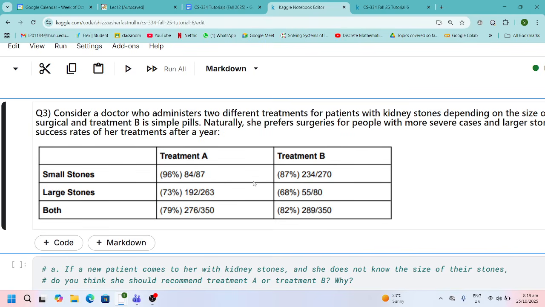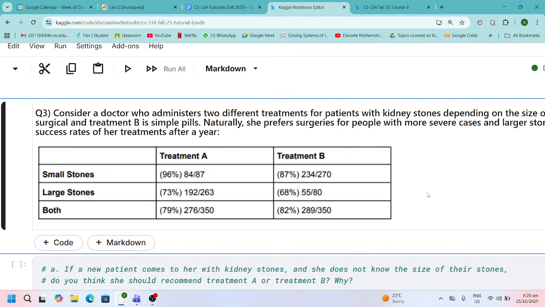So, the first question is: if a new patient comes in with kidney stones, and suppose this new patient doesn't really know the size of their kidney stones, should your doctor recommend treatment A or treatment B just based off of this data? Now we don't know the size of the stones. I will encourage you to pause and think.